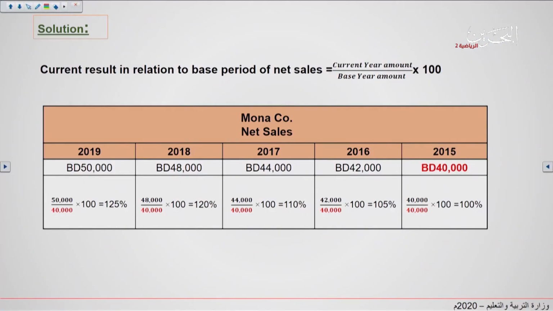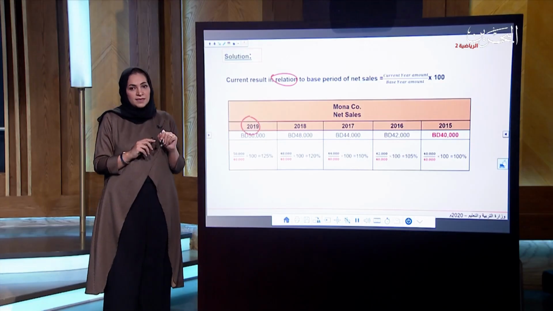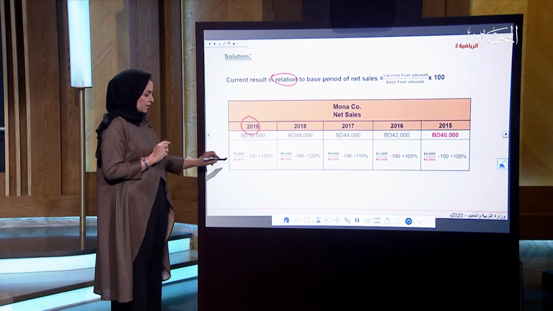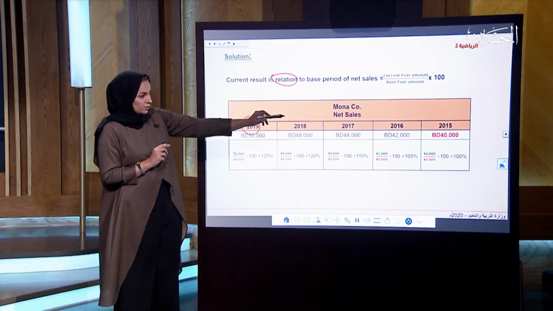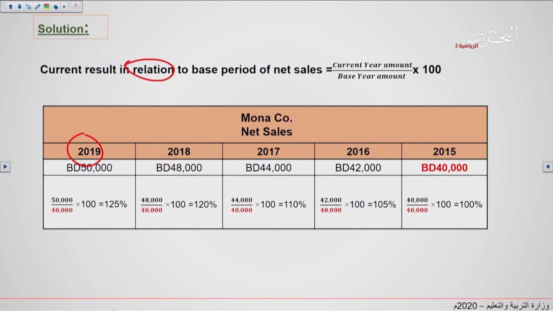The requirement is the current result in relation to base year. So they said in relation, which means I have to apply the first formula, which says the current year amount divided by the base year amount. Okay, let's start with 2019. 2019, the current amount is 50,000 divided by base amount. Look at the base year, it's 2015. It is 40,000 BD. So this is the base amount, multiplied by 100 equals 125%.